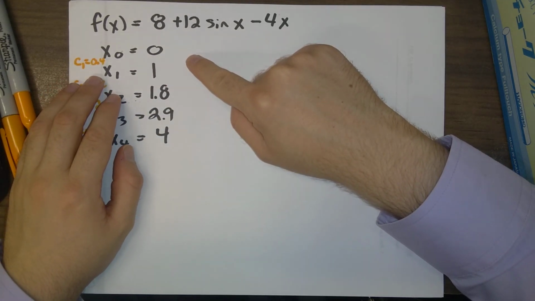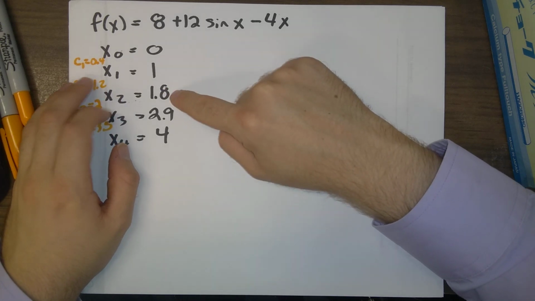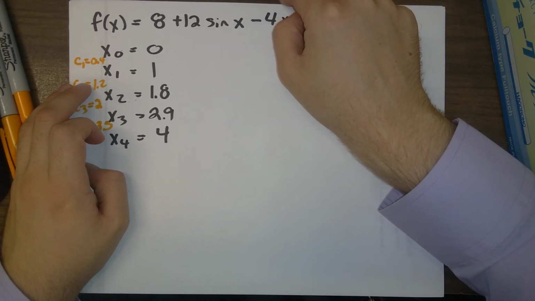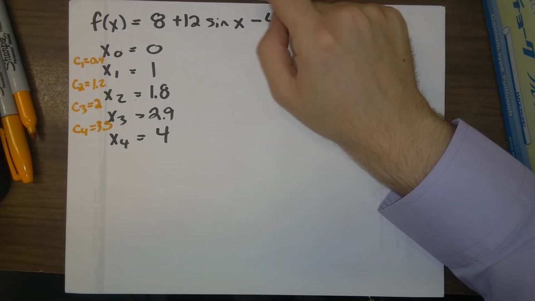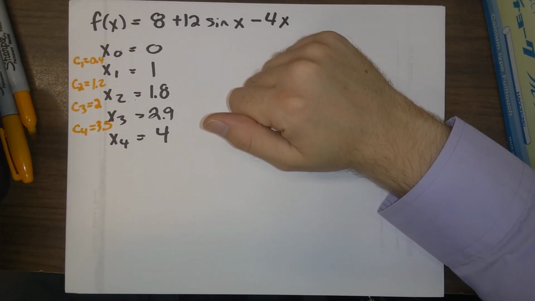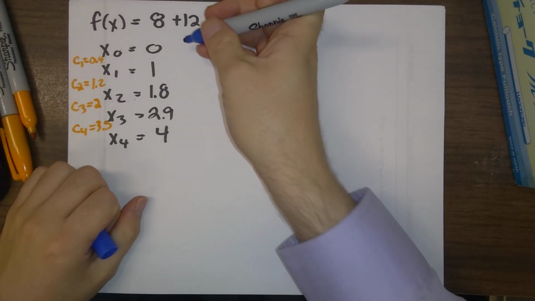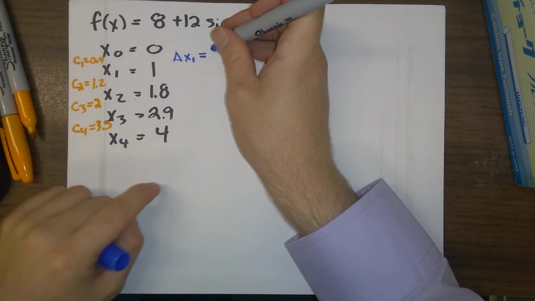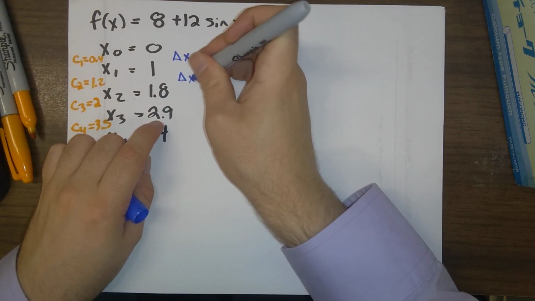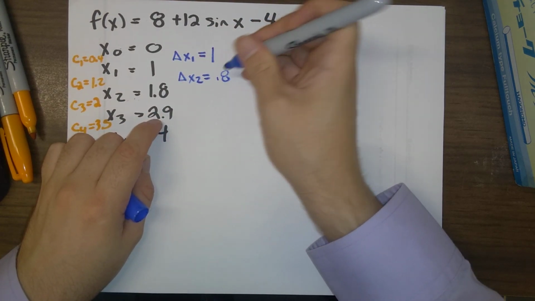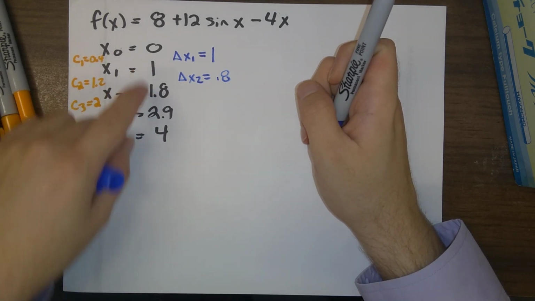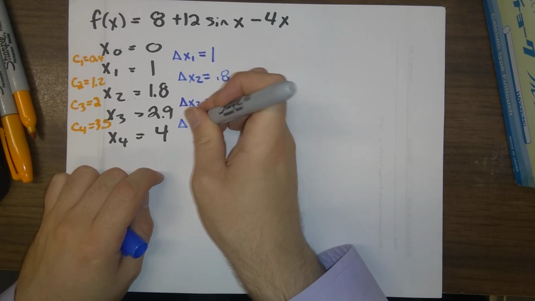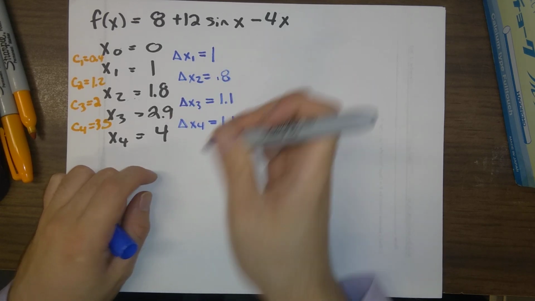Let's say the places that we're chopping are 1, 1.8, 2.9, and 4. We can choose any numbers that we want in between 0 and 4 to do this. They don't have to be equally spaced. We see that the differences, delta x1 is equal to 1 minus 0, which is 1. Delta x2, these are all going to be the widths of the appropriate rectangles, is 1.8 minus 1. Delta x3 is equal to 1.1. Delta x4 is equal to 1.1.